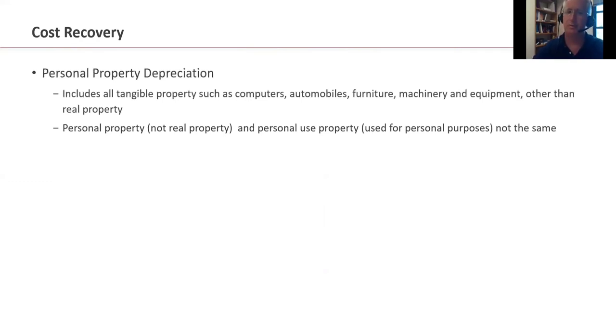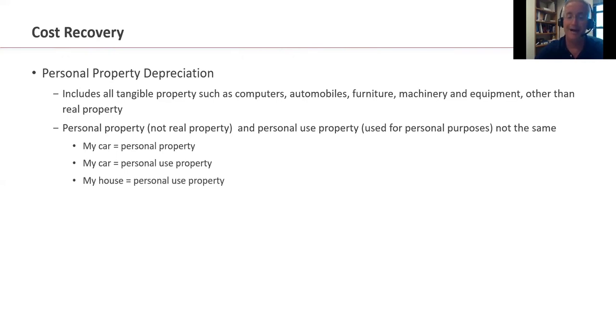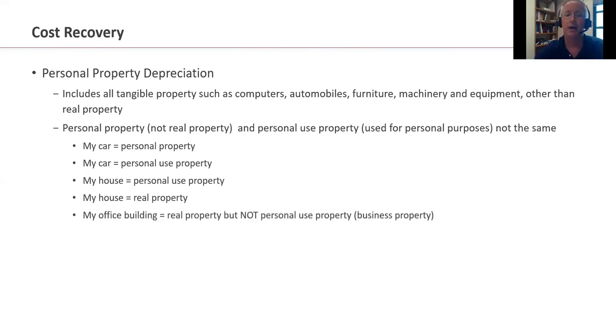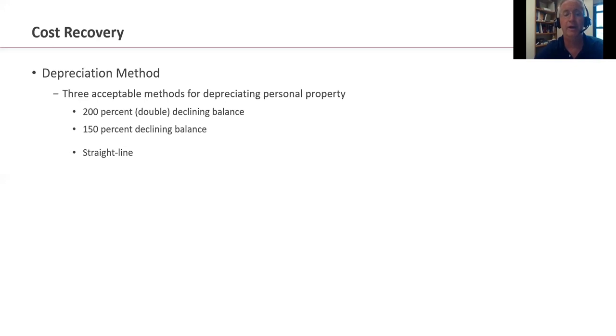We've already discussed this. What's personal property versus personal use property? My car is personal property. My car could be personal use property if I don't use it for business purposes, and we know from chapter 9 that commuting doesn't qualify. My house you generally think of as personal use property. But if I happen to rent out my house, then that could be real property subject to depreciation. An office building is real property, but it's generally not personal use property because an office building is by default business property.